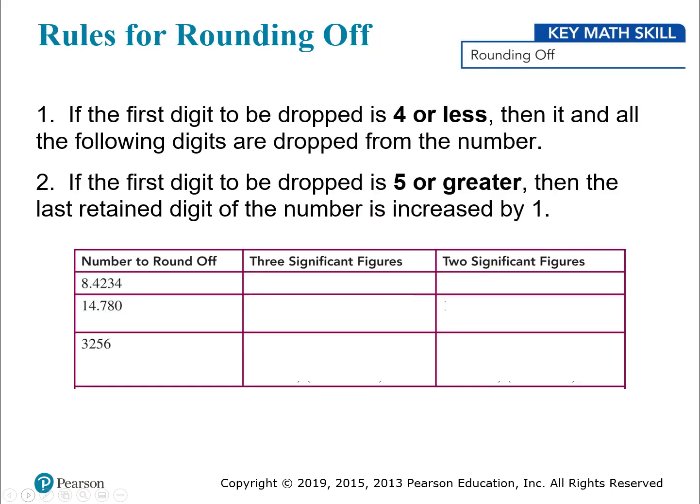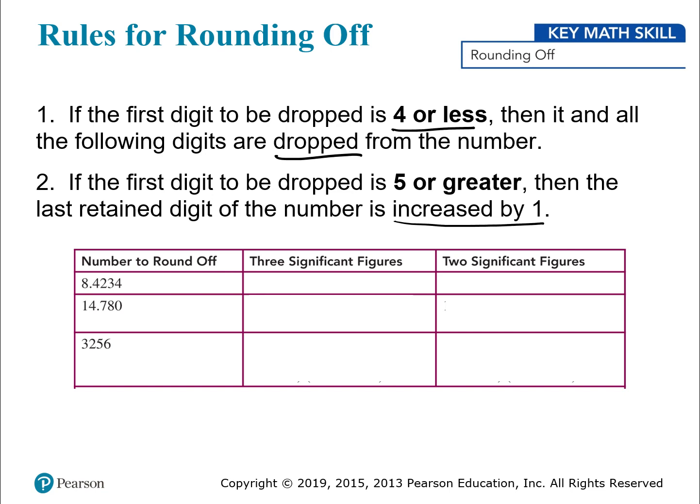Well, first, to review rounding. I'm sure you've gone over this. You've done this in high school. But sometimes you just got to brush the cobwebs off, okay? So the 2 rules that we have for rounding. If the first digit to be dropped is 4 or less, then that digit and everything else gets dropped. If the first digit to be dropped is 5 or greater, then the last digit that you're retaining is going to be increased by 1.